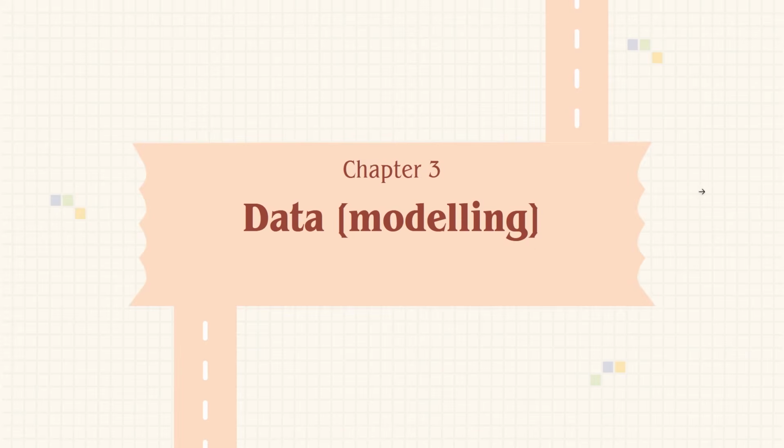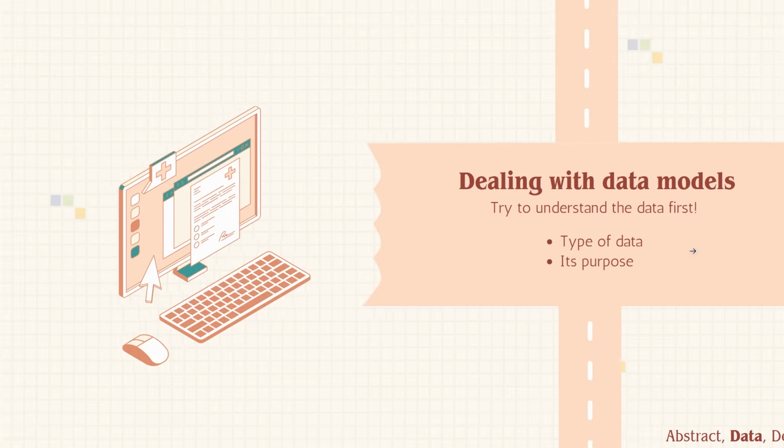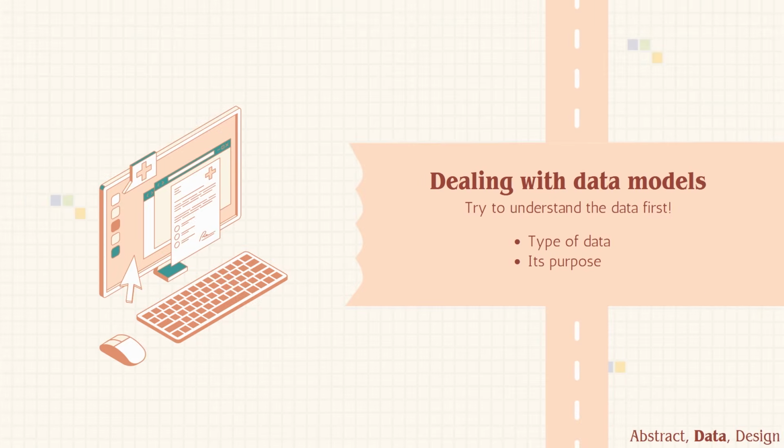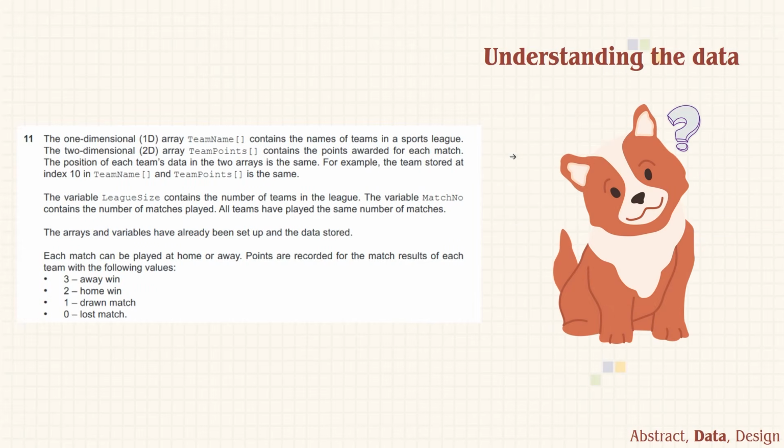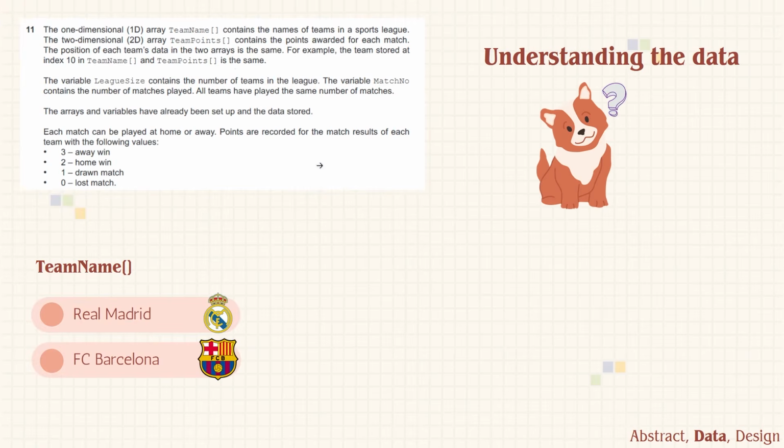Now that you understand the question, you have to know what data you're dealing with, because every 15 marker likely gives you an array and also just some variables. So you should understand the data type of these variables or arrays and then its purpose. They're usually at the top of the question, and first you might have a 1D array called team name. The team name, for example, might be Real Madrid or FC Barcelona. These are football teams if you don't know.